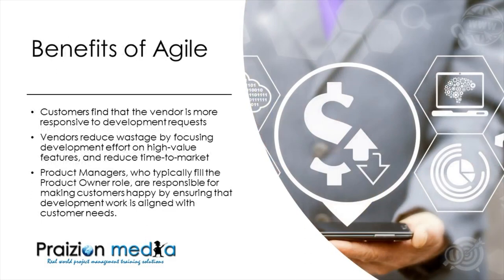So what are the benefits of Agile? Customers find that the vendor is more responsive to development requests. High-value features are developed and delivered more quickly with short cycles than with longer cycles favored by classic processes. So this means that we get benefits to vendors, and vendors reduce waste by focusing development efforts on high-value features, and reduce time to market relative to other processes due to our decreased overhead and increased efficiency.